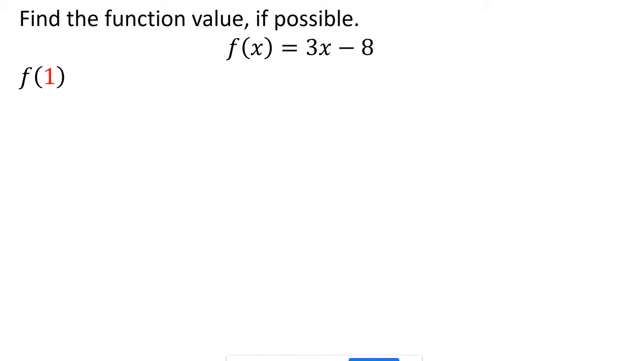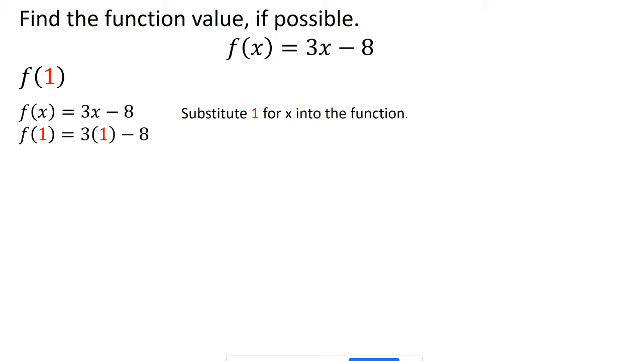Okay. So the next question, find the function value if possible. So they give us our equation, and they want us to evaluate f of 1. And I made the 1 red so that you can keep track of where we're substituting that 1. So the first thing we want to do is anywhere you see an x, we're going to replace the x with a 1, as indicated by those 2 arrows.